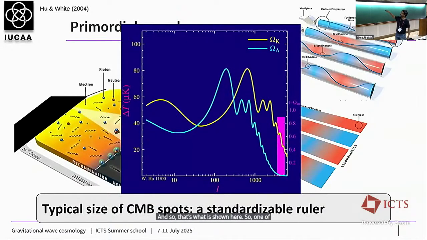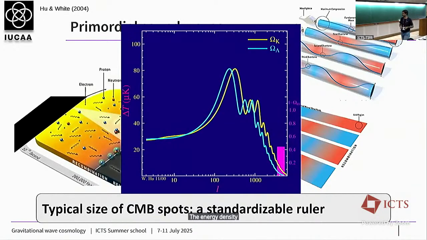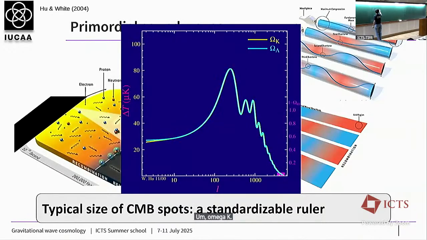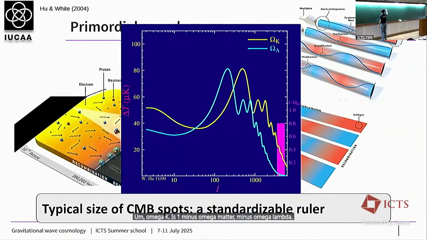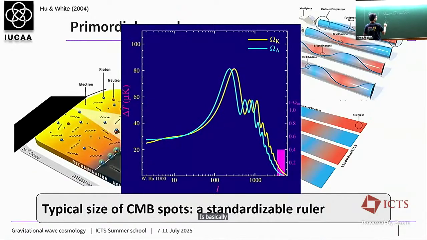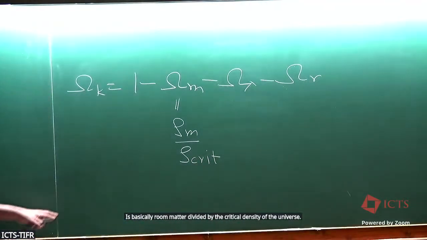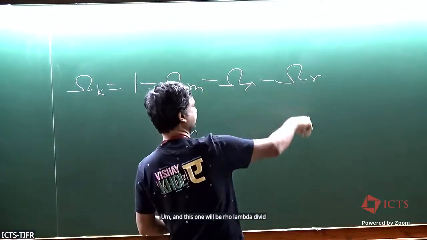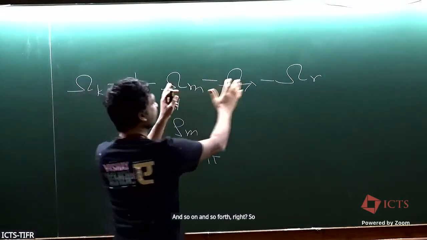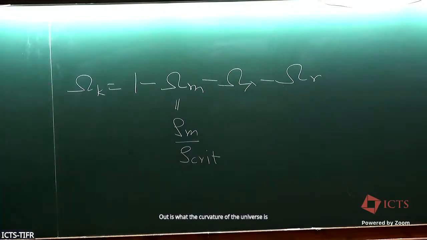So one of the main things that you can constrain is this omega k, which is the curvature, the energy density in curvature. So how is it defined? Omega k is 1 minus omega matter minus omega lambda minus omega radiation. And each of these numbers is basically rho matter divided by the critical density of the universe, rho lambda divided by the critical density, rho radiation divided by critical density, and so on and so forth, right? So you take all the components of the universe, whatever is left out is what the curvature of the universe is, this omega k parameter.